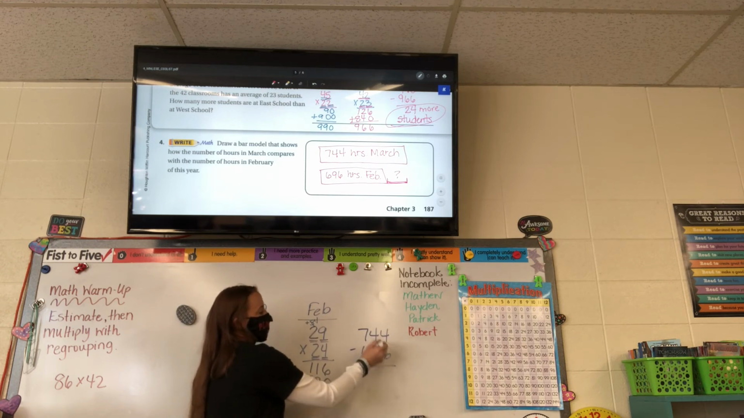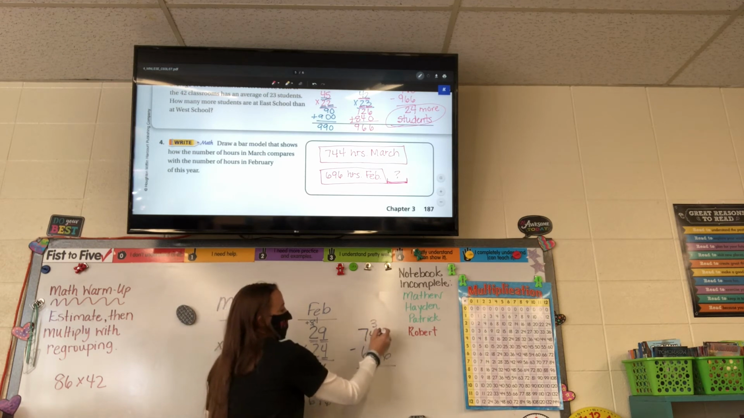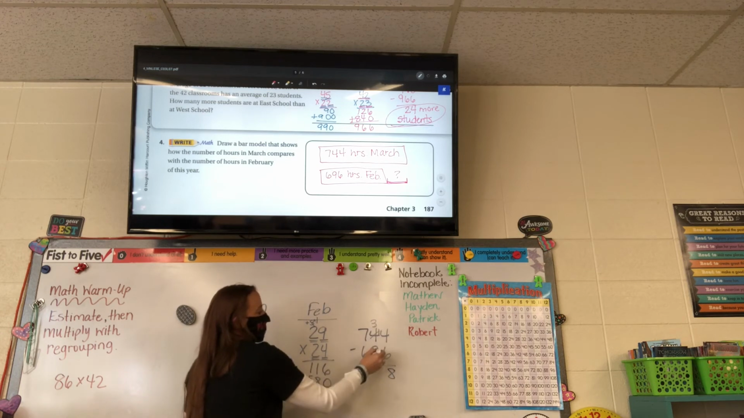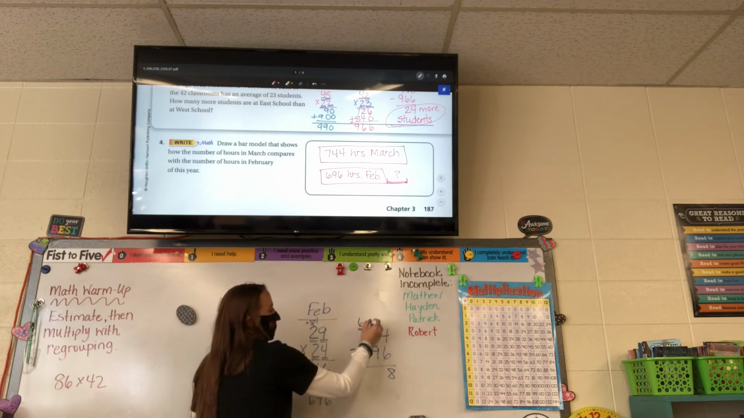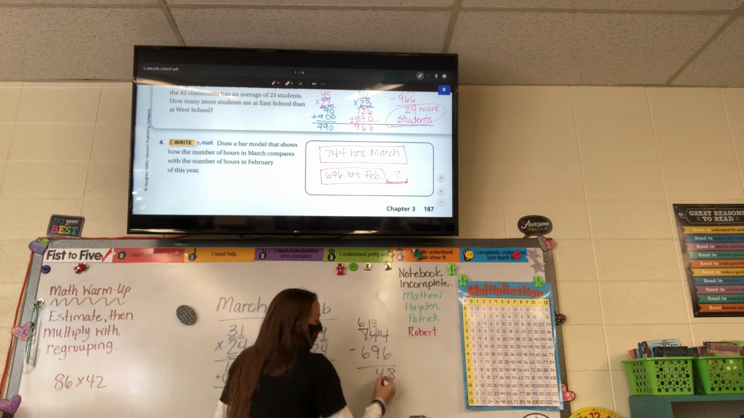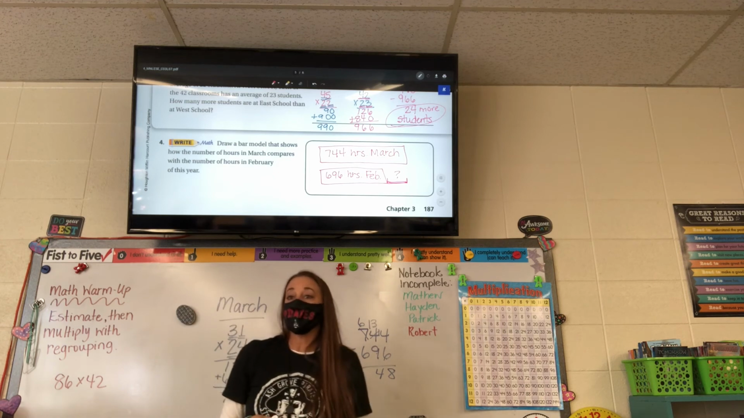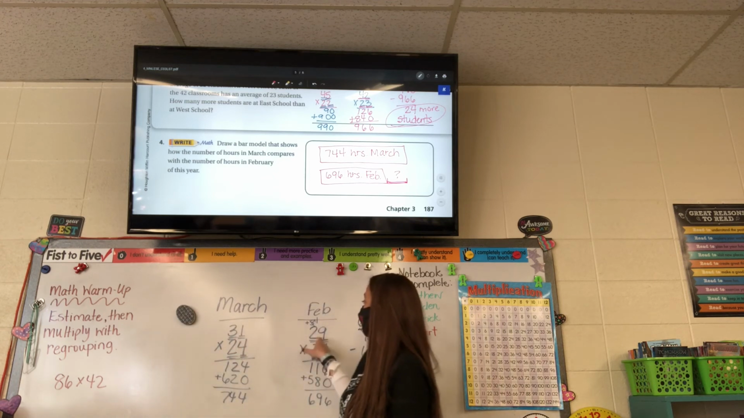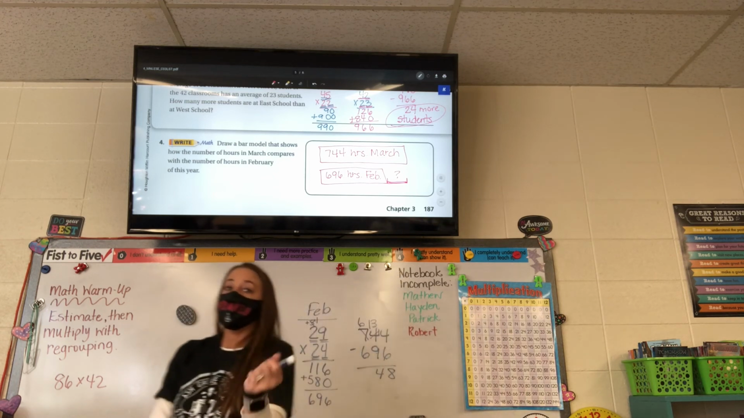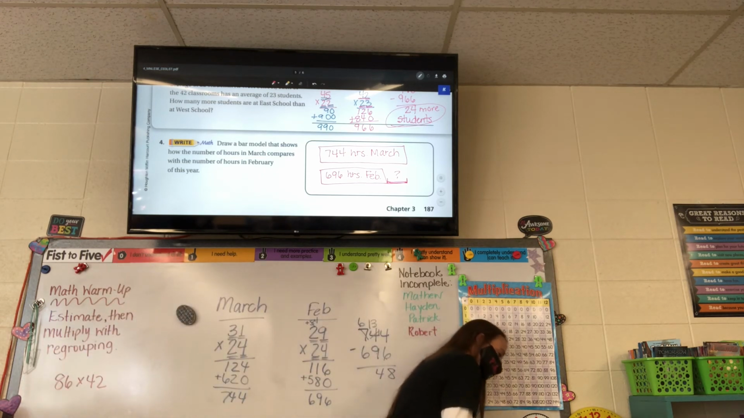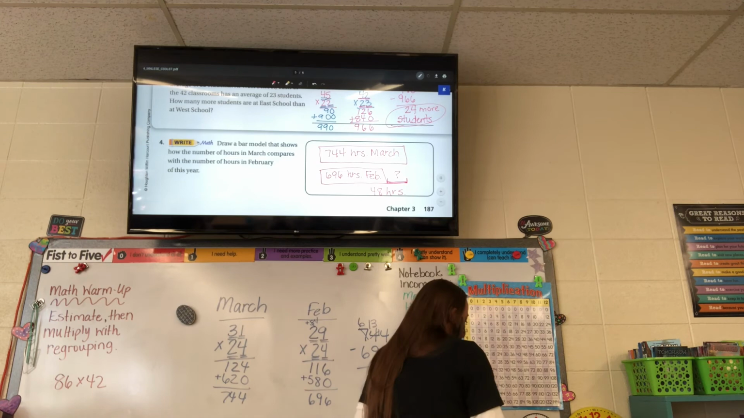4 minus 6, can't do it. So make the 4 a 3, make this 4 a 14. 14 minus 6 is 8. 3 minus 9, can't do it. Make the 7 a 6, make the 3 a 13. 48 hours difference, which makes sense because there's 2 days between 29 and 31. Each of those 2 days has 24 hours in it. So the difference is 48 hours, which is 2 days.